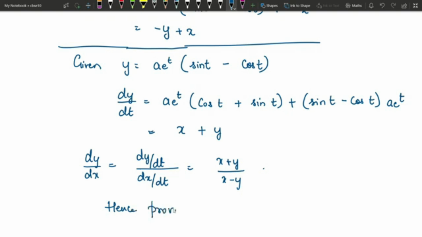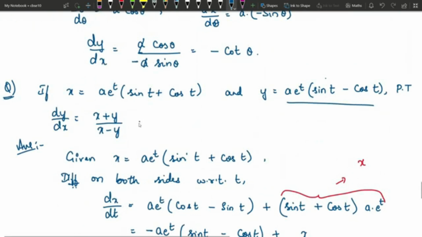So this is a typical 4-mark question wherein they will give you the required answer. You will have to differentiate it and reduce it to the required form. So I think it's sufficient for the day.